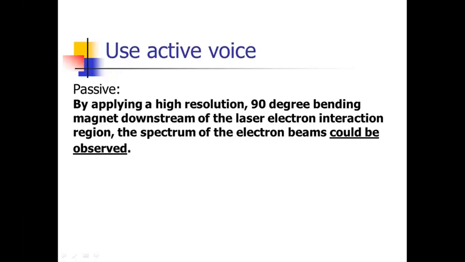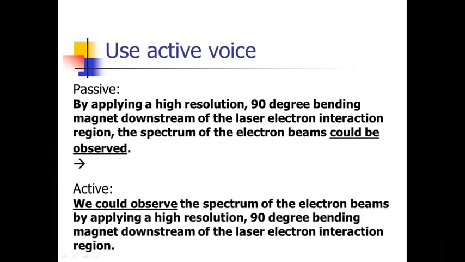So to turn this one back to the active voice, we kind of have to guess who's the subject of the sentence. Well, if this was coming out of a scientific manuscript, probably it's the authors who are writing the paper. So the active version would be, we could observe the spectrum of the electron beams by applying a high-resolution 90-degree bending magnet. So you have to identify the subject, in this case it's probably the authors, and they can use the word we in their paper. We could observe this. So turn that into the active voice.